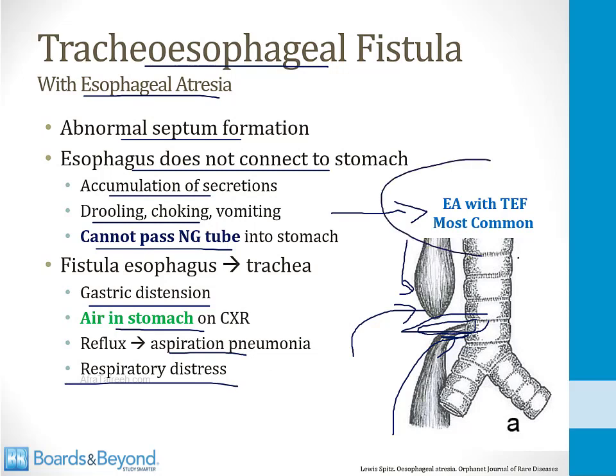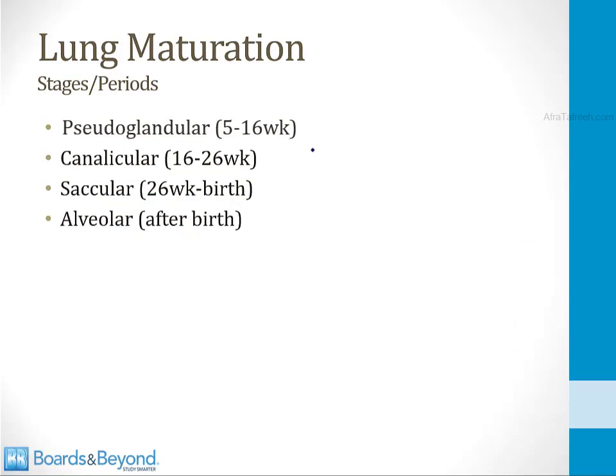And this entire situation is a result of abnormal formation of the septum between the lung bud and the foregut in the first few weeks of development. After 4 weeks, lung development is classically divided into 4 stages or periods. The first one's called the pseudoglandular, the second one's called the canalicular, the third one is the saccular, and the last one is the alveolar, and this actually occurs after birth. Your lungs are not completely formed at birth, they continue to develop during childhood and adolescence.